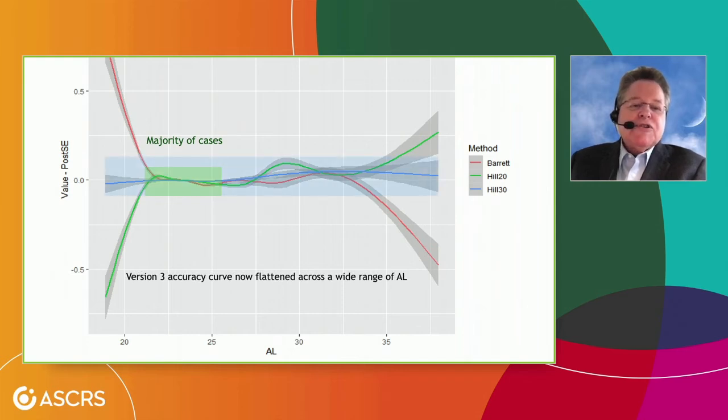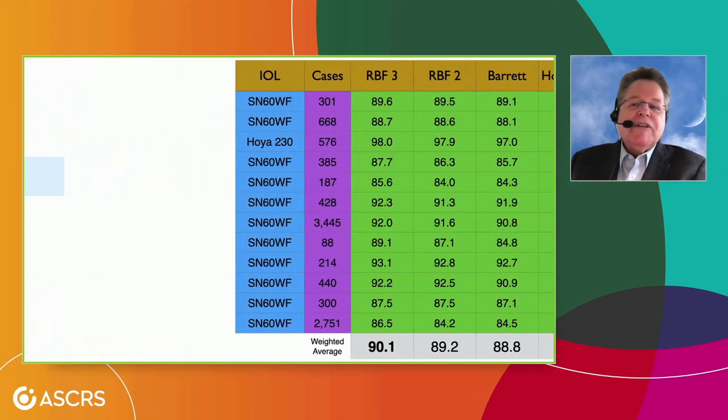What we've done for version 3 is we've flattened the power prediction curve from very, very short to very, very long. So those divergences that we see as the axial length begins to change dramatically have been flattened out and modified in a way that I think is much to our benefit.